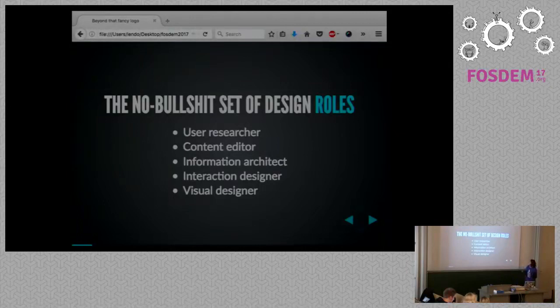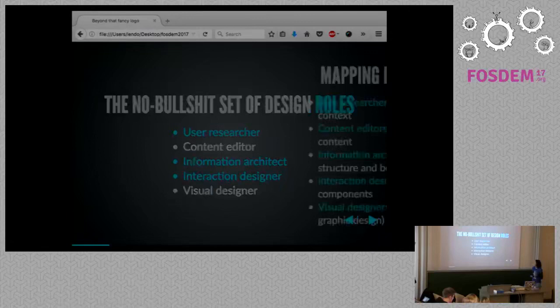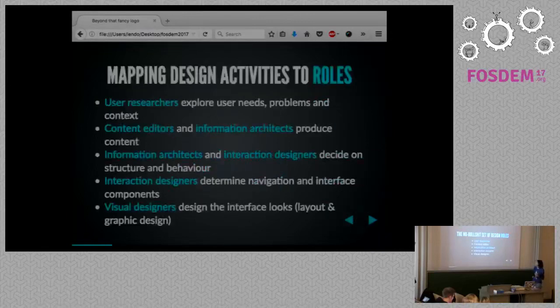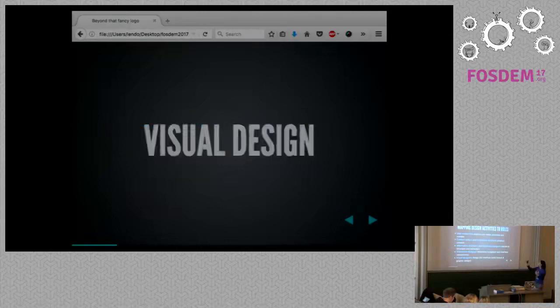Now it is important to highlight that this is not people. These are roles. And these roles can be performed or played by one person, a single person, or a few people. For example, in my daily job, I play these roles: the role of user researcher, information architect, and interaction designer. Now, this is how the design activities map to roles, right? This is what each of those people do.